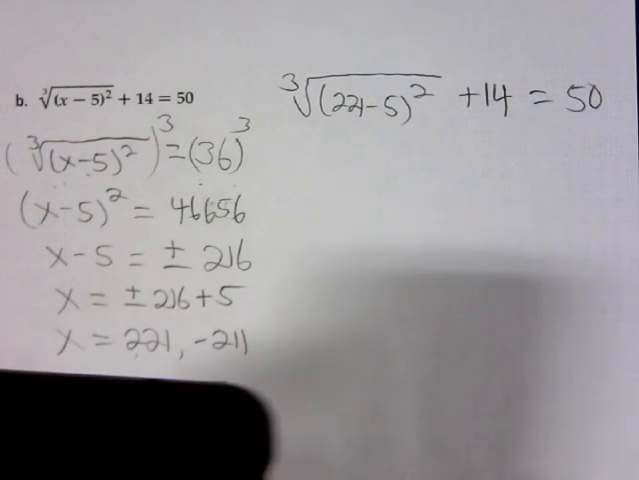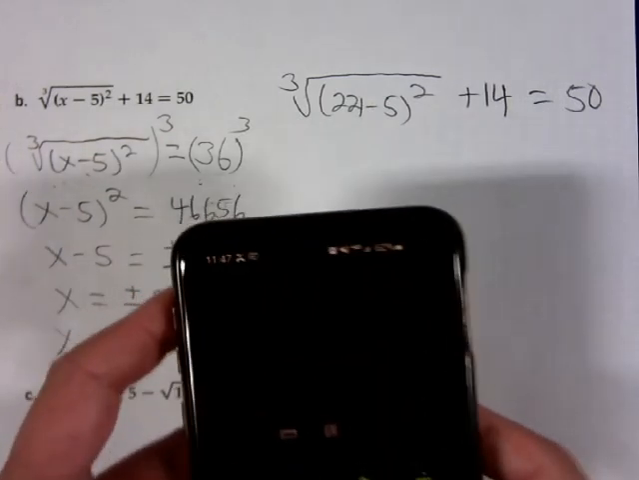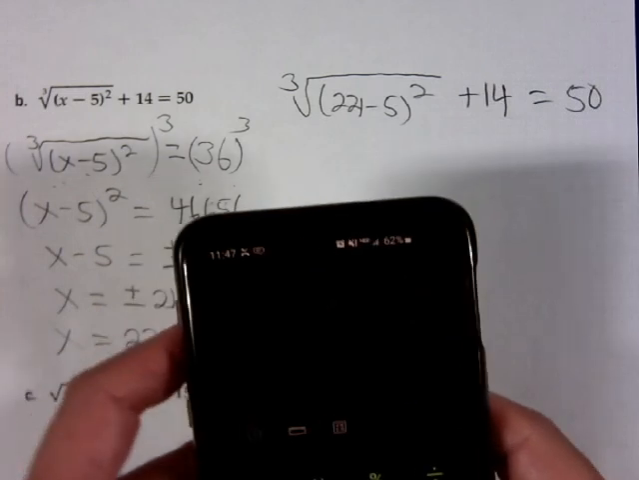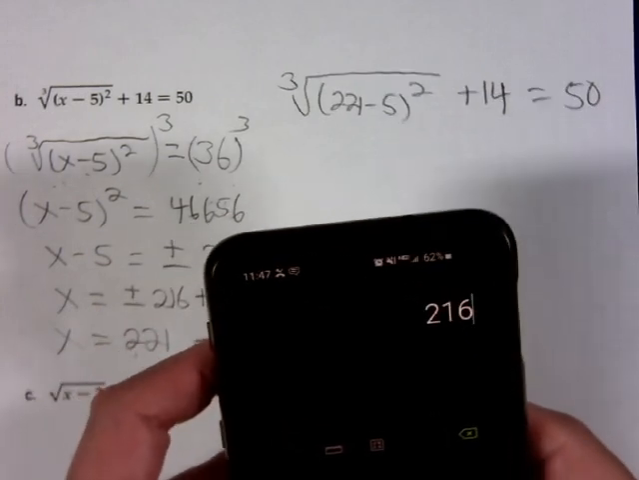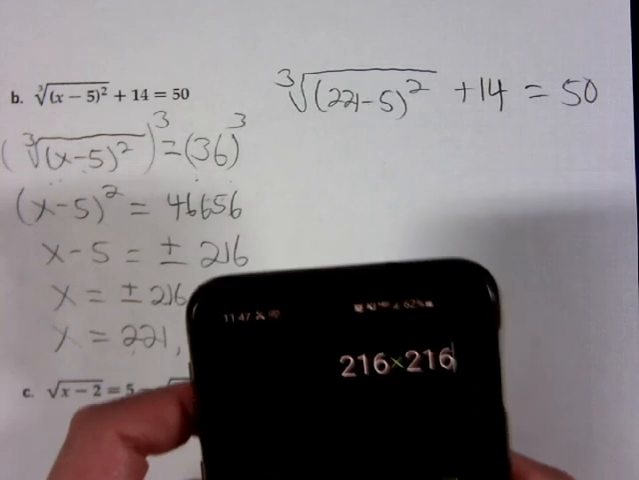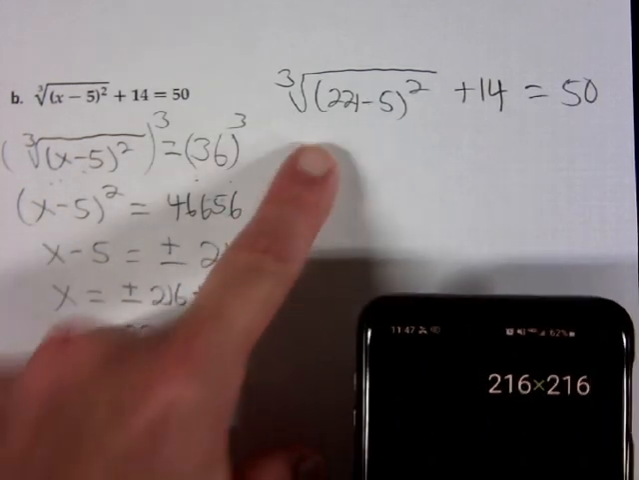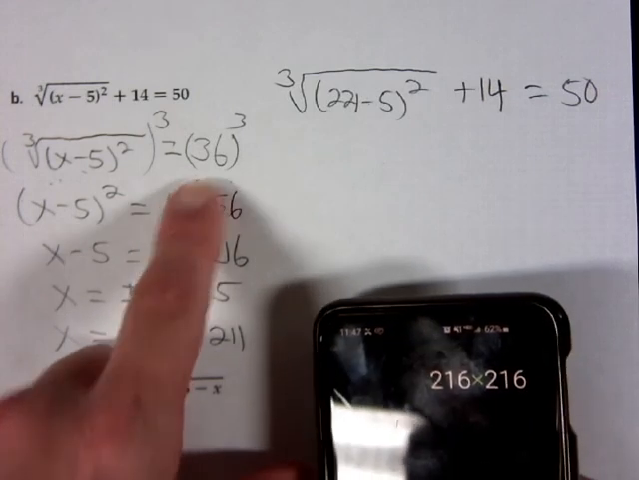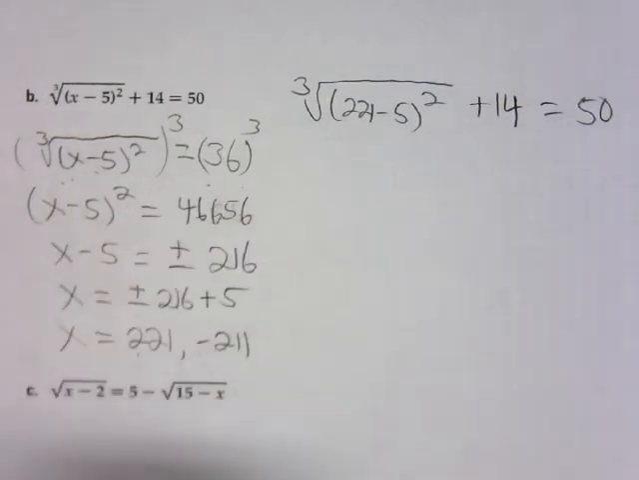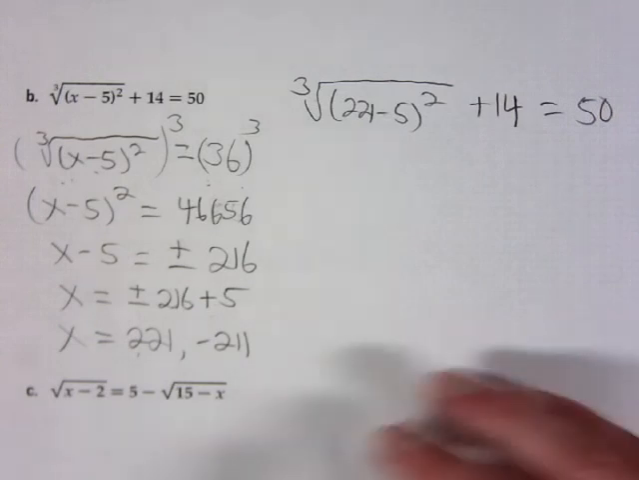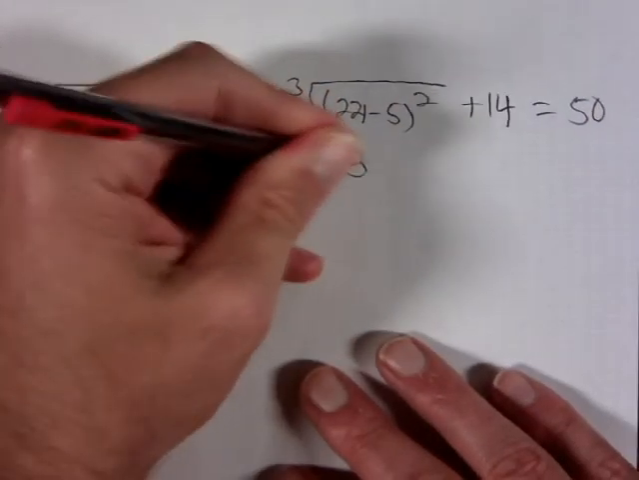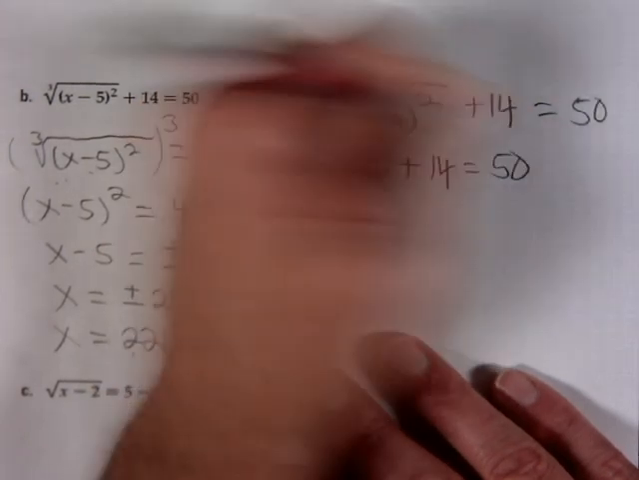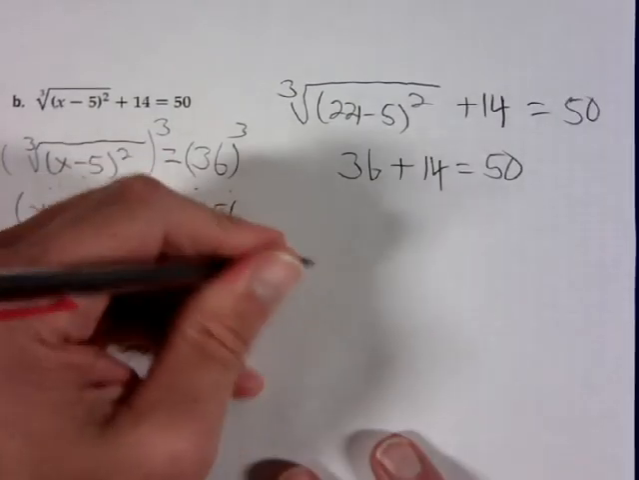All right, let's see. So I can go 221 minus 5, all right, 216. So I can go 216 times 216. And then I need to take the cube root of that, which I already did here. I already know that that's 36, right? So we can go ahead and write 36 back there. And 36 plus 14 equals 50. All right, so that's a good solution. What about the next one?